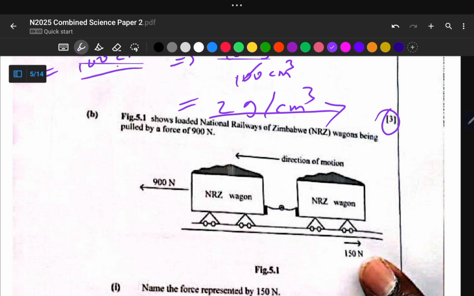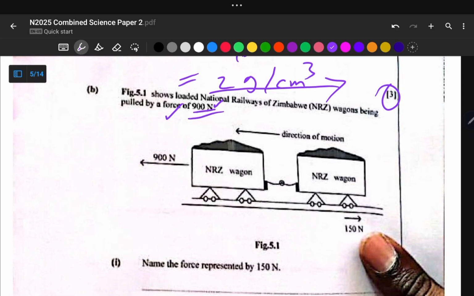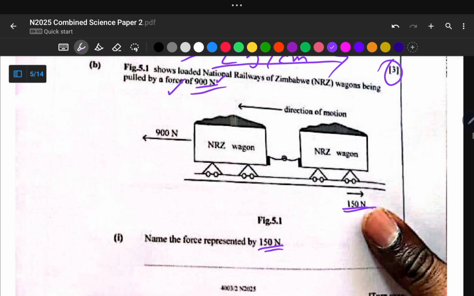So the next part says Fig 5.1 shows a loaded National Railways of Zimbabwe wagon being pulled by a force of 900 newtons. So you should be able to define the term force. You should be able to know Newton's laws of motion, like the 3 laws of motion from Sir Isaac Newton. Alright, and then name the force represented by 150 newtons. So this one is what you call the frictional force, the force which opposes motion, right? So the motion is going in this direction, and this one is going in this direction. So the force which opposes the flow of motion is what we call the frictional force.